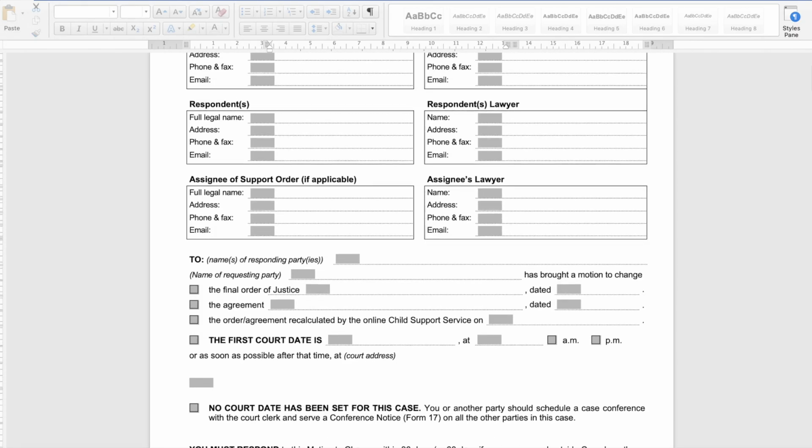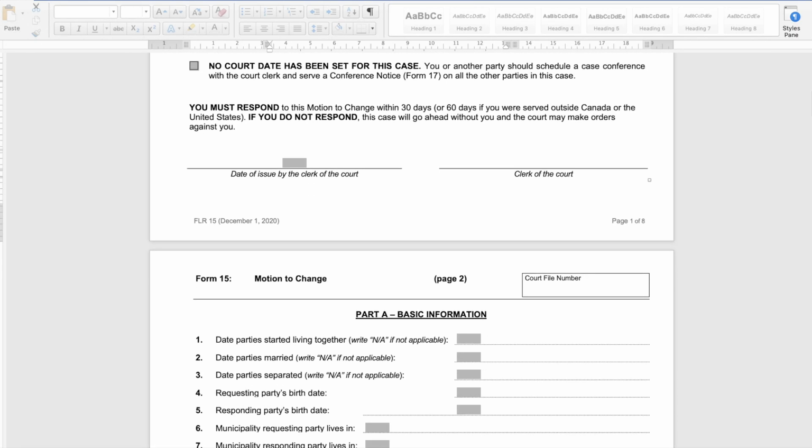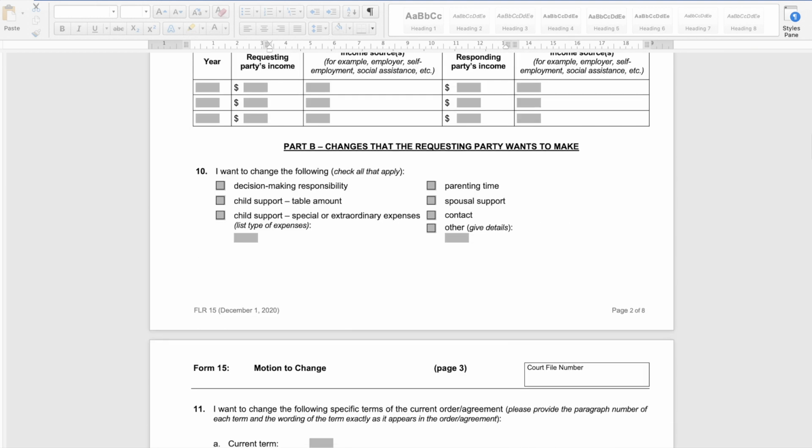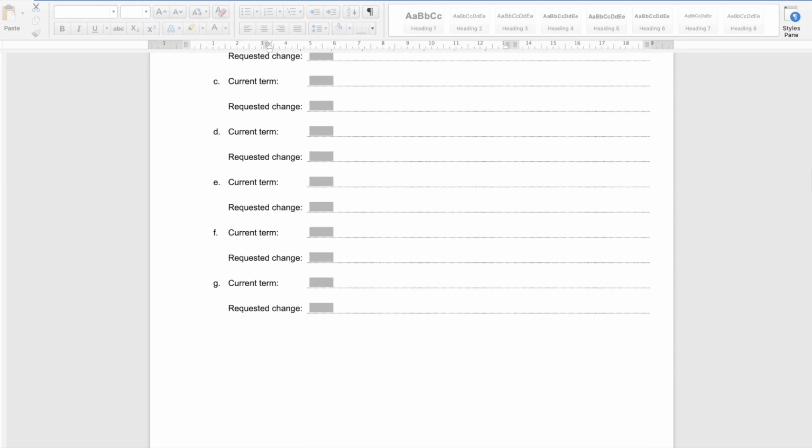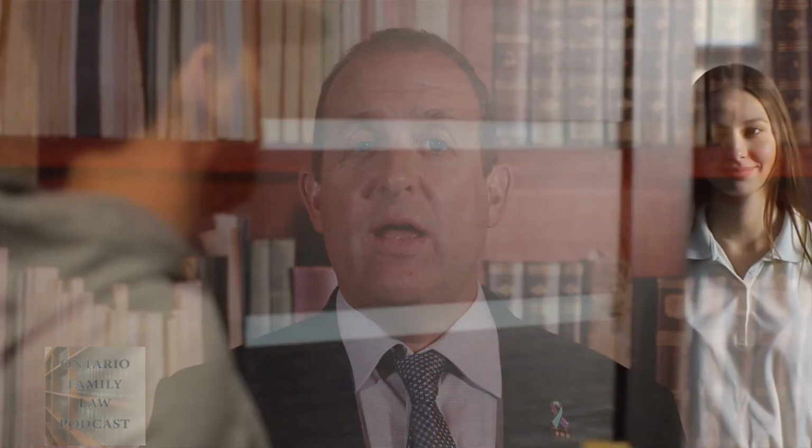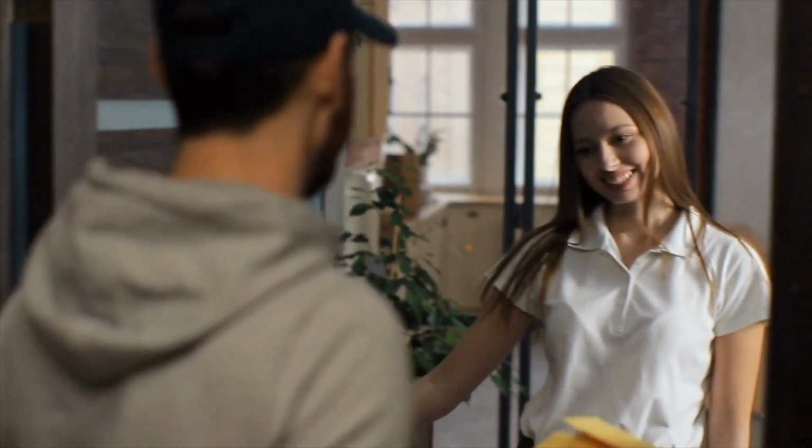The party who wants the change uses a Form 15 motion to change form that has a series of questions about the family, the change that is being requested, and the basis for that change. The party asking for the change has to file the completed Form 15 with the court, then arrange for someone else to serve it and swear an affidavit of service.